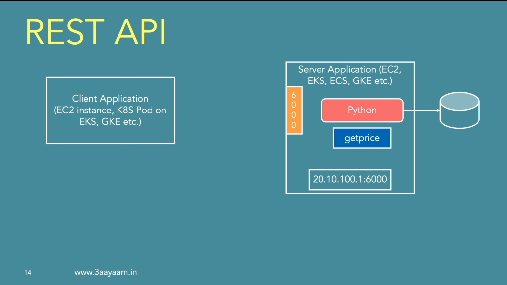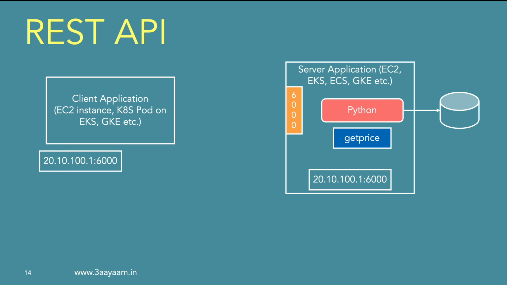But what happens is that we want other programs to use the functionality of this program to get the data from the database. And we want to do this because we do not want other client applications to connect to the database directly. That can be done only by this server application. Let's say that is the use case. Now the client application has to connect to the server application using the get price endpoint. How would it do that?